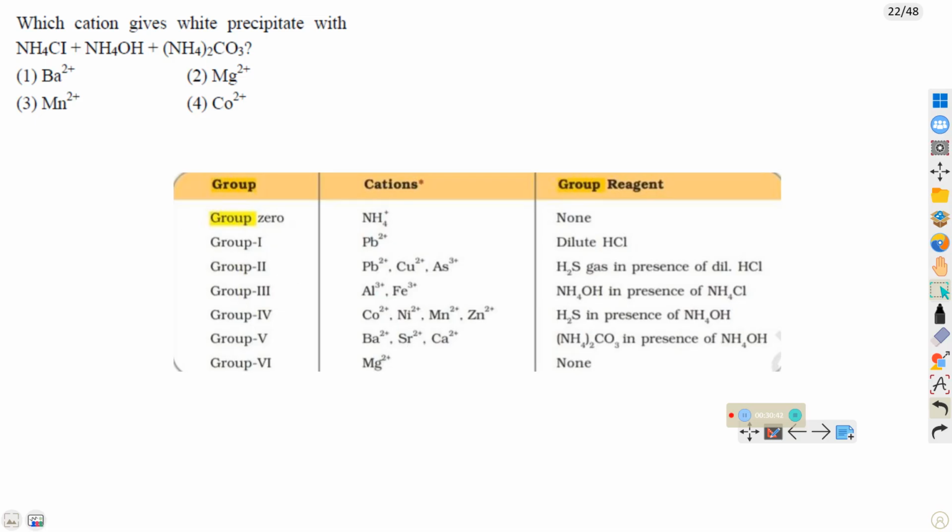Which cation gives white precipitate with NH4Cl, NH4OH plus (NH4)2CO3? Barium, strontium, calcium. This is the group 5 reagent. So based on that, the first option is correct.